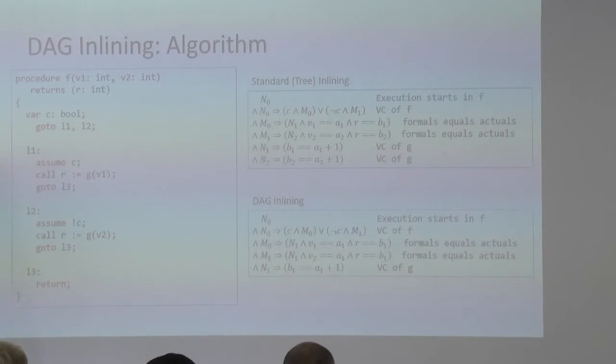Okay. So let's look at what this VC will look like. This is the VC from before that we did a few slides ago, and this is what the DAG inlining VC will look like. You want to contrast the two. Here I had two variables, N1 and N2, that implied different copies of the VC of G. But because these two instances of G are disjoint, that they cannot be taken on the same execution, I'm going to share that VC. So instead of having two variables, N1 and N2, I only have one variable, N1, and N2 has gone. Both M0 and M1 will imply N1. So in some sense, both these call sites, M0 and M1, are pointing to the same instance of G.